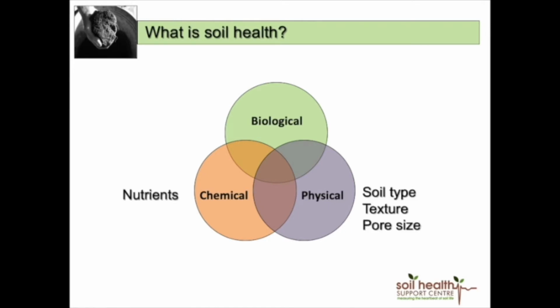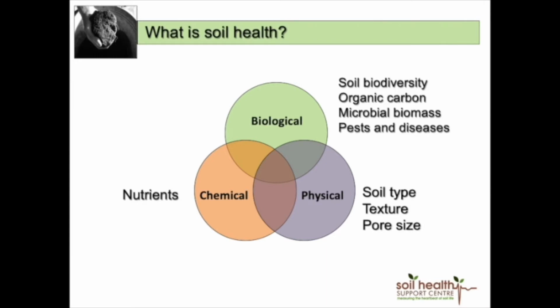into account. Your chemical component is your nutrients, your NPK, the calcium, and other elements that we're familiar with. Your physical component is your soil type, the texture, the pore size, and aggregation. The biological component is the plants, the macro and microorganisms in your soil, which form part of the organic carbon, and the pests and diseases. The aim is to promote the interaction between these components for optimal functioning of your ecosystem.